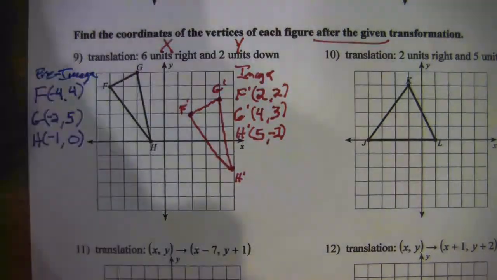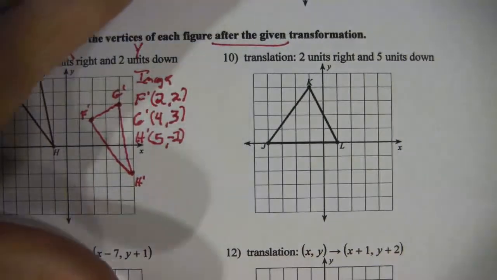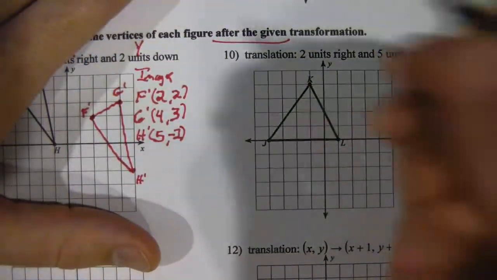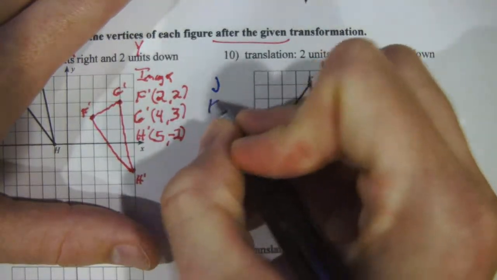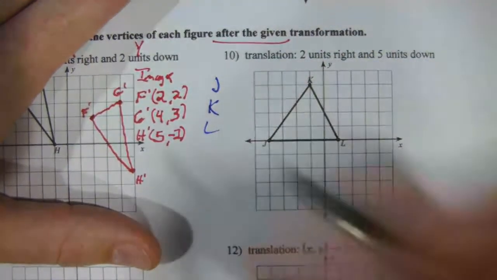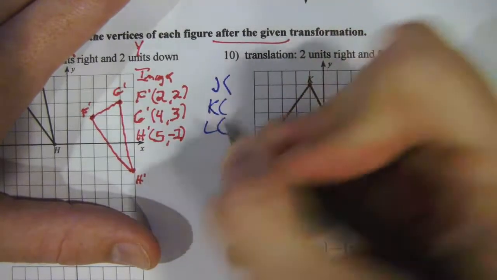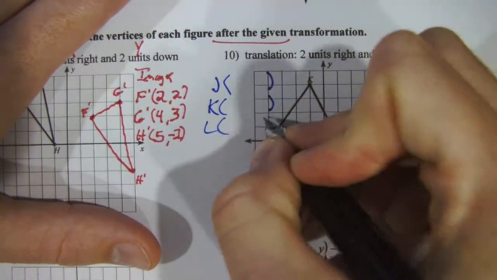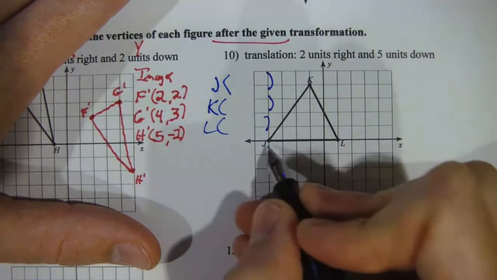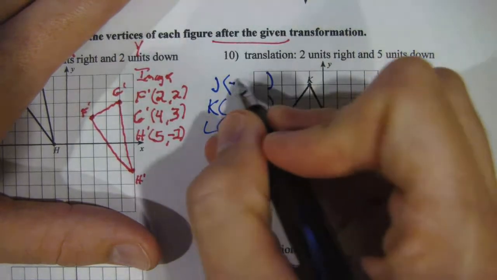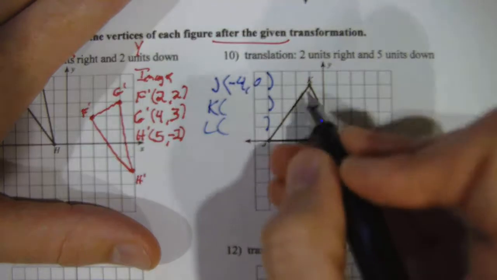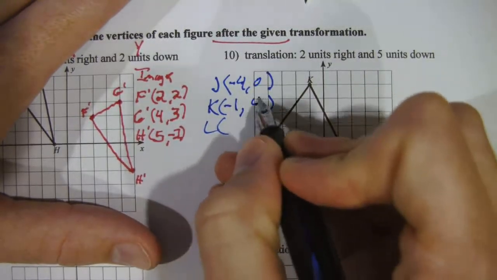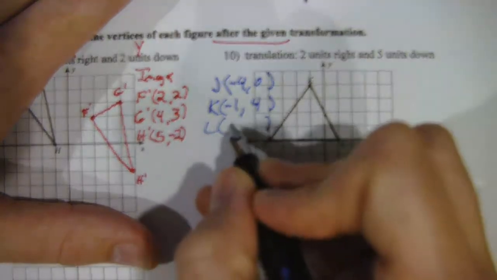So let's do it again. Let's try number 10 this time. Again, let's make our list. So H, let's see, J, K, L, there we go. And let's get our coordinates in. Oop, gonna go onto the grid here, and that's okay. J is at -4, 0. K is at -1, 4. L is at 1, 0.